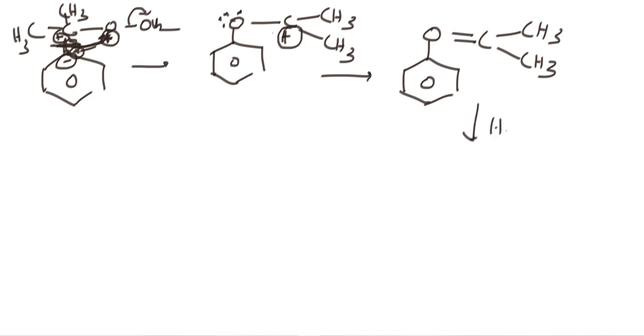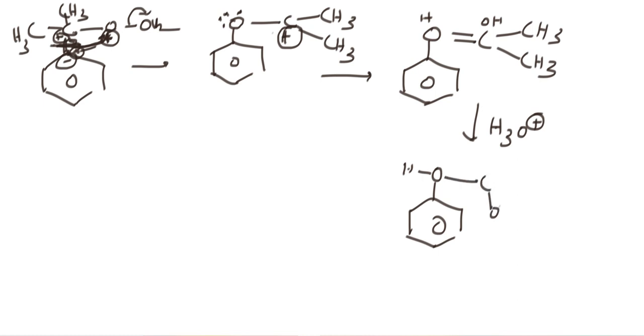Yes, you add H3O plus. Here H is added, here OH is added. Here H, here bond. Then what is the product? Here this is the ring OH. Here C, OH, CH3, CH3. I just added: the double bond is broken, H is added and OH is added.